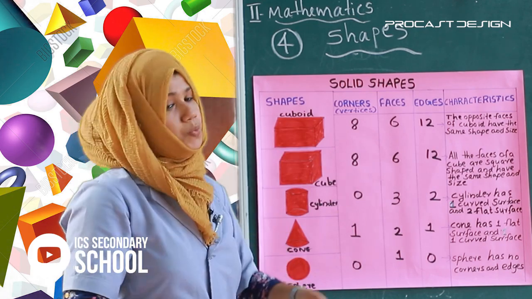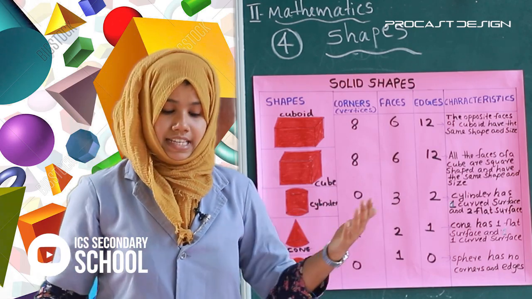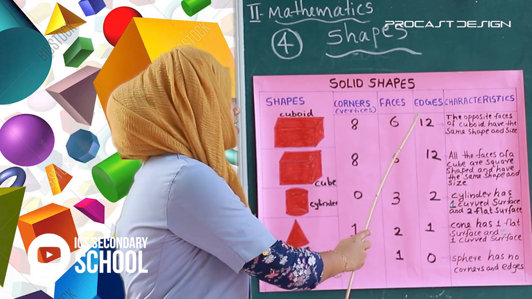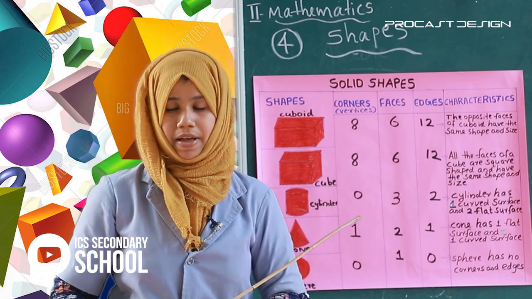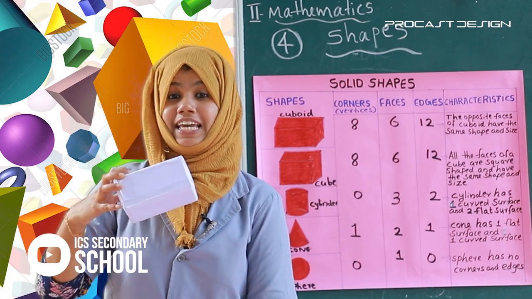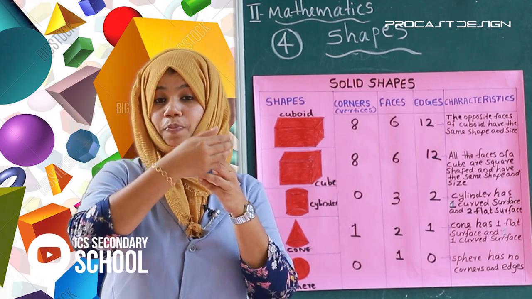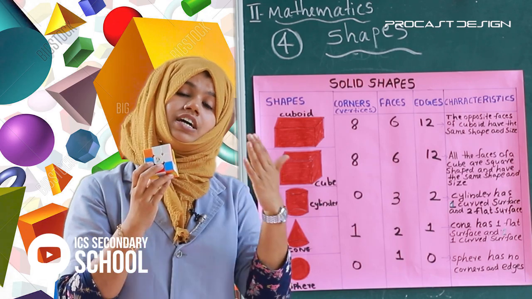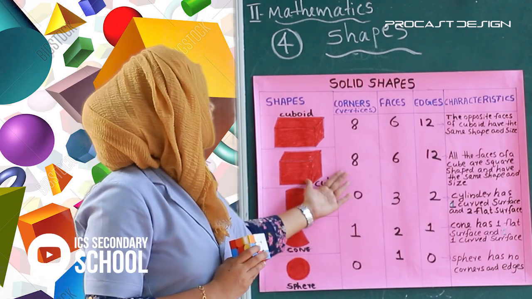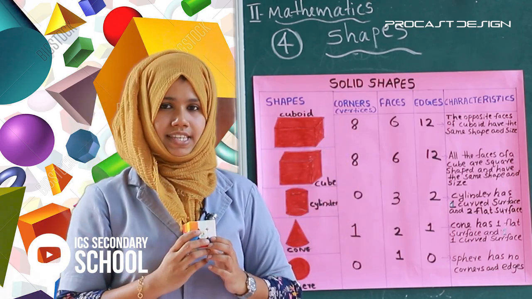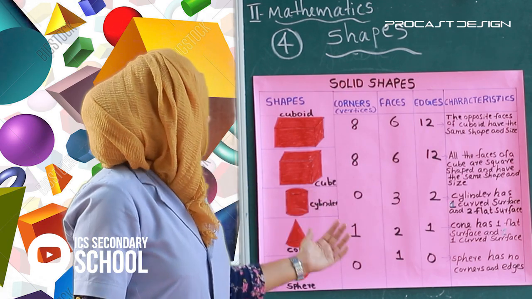What are they? The first one is cuboid. It has 8 corners, 6 faces and 12 edges, and the opposite faces of a cuboid have the same shape. That means it is made up of rectangles. The second one is cube. A cube is made up of squares. It has the same corners, faces and edges as the cuboid: 8 corners, 6 faces and 12 edges.